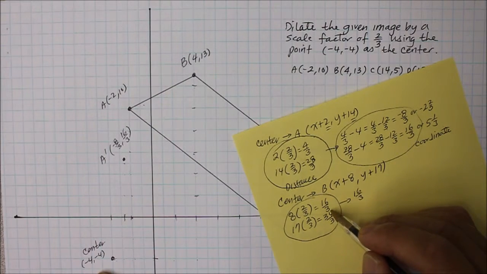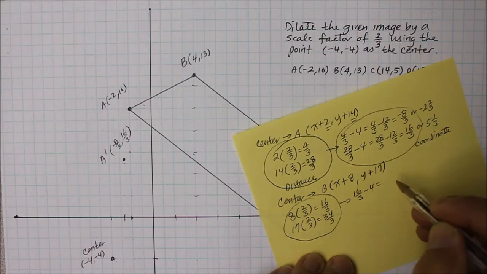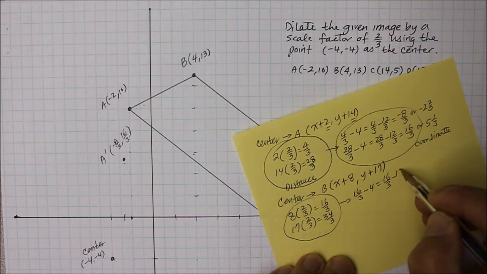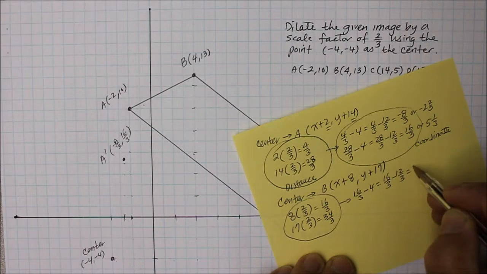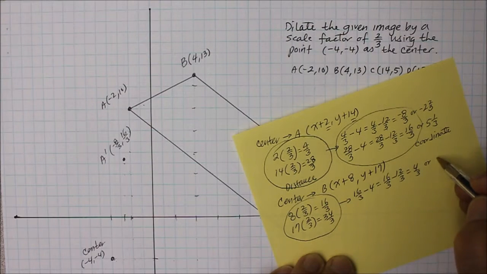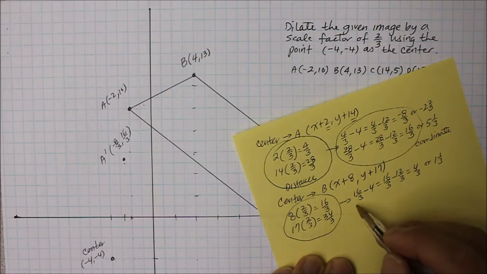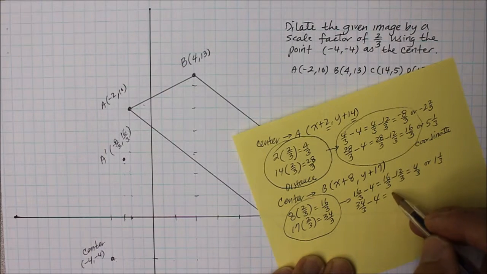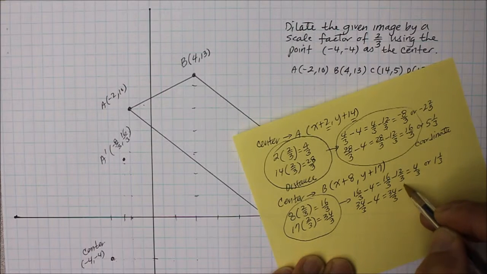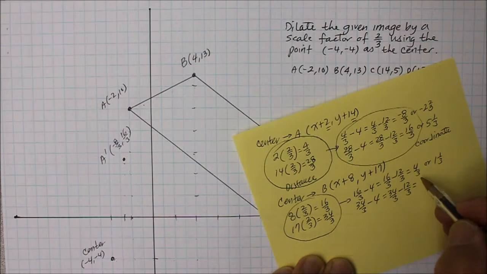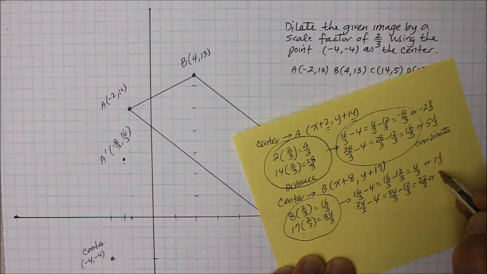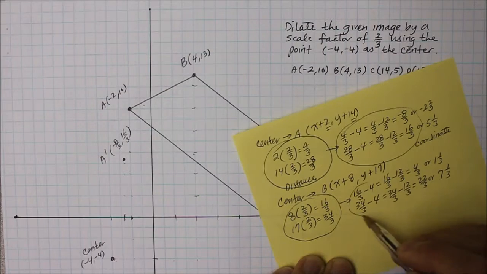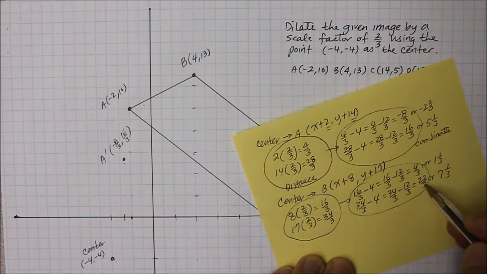So 16 over 3 minus 4. That's like saying 16 over 3 minus 12 over 3. And that's going to be 4/3. For graphing purposes, it's like saying 1 1/3. And 17, where did it go? 34 over 3 minus the original 4. That's like saying 34 over 3 minus 12 over 3. So that's going to be 22 over 3. Or that's going to be 7 1/3. But this is the actual coordinate right here. That's the actual coordinate.